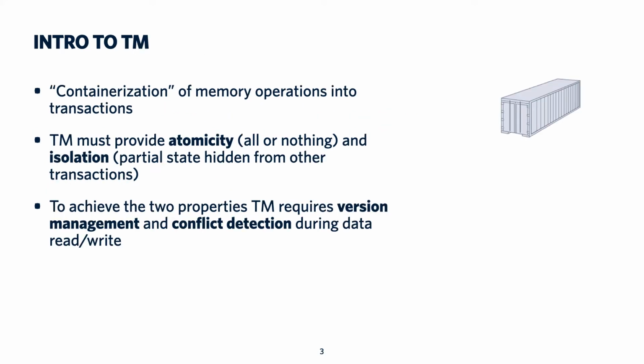I'm not going to get into this too much because we already discussed it in the previous presentation, but essentially it's a way to package a bunch of memory instructions into a group. They either all commit or nothing commits, and that's the atomicity property. The other property is that it's isolated from other transactions, so transactions cannot see the partial state of another. To achieve these two properties, LogTM, or transactional memory in general, requires version management and conflict detection.